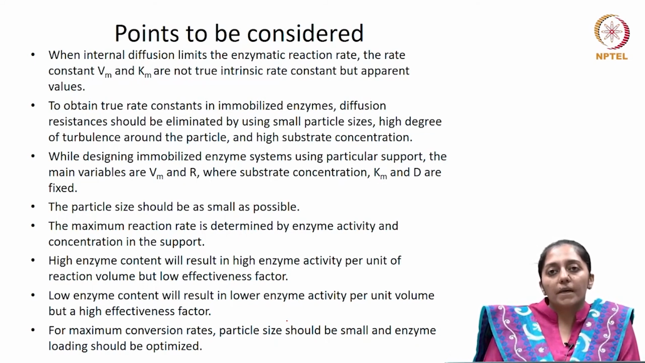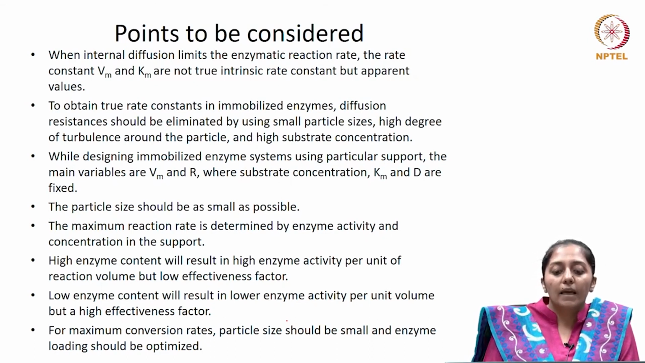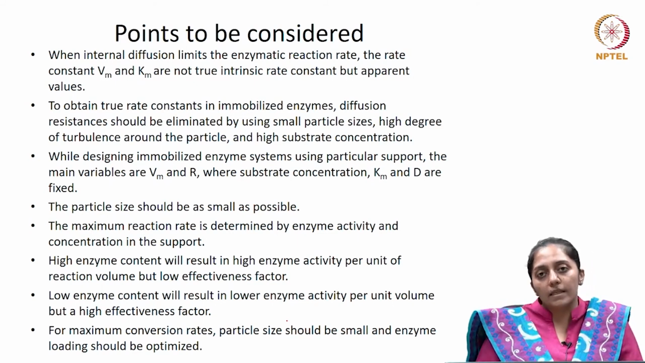Now, the points which we must keep in mind when we are designing immobilized systems for maximum efficiency: because internal diffusion will limit the enzymatic reaction rate, the constants, the Vm and the Km, in such immobilized systems, will not be the true intrinsic rate constants, but what we will measure through the experimental data would be the apparent values. Now, in order to obtain the true rate constants inside the immobilized systems, the diffusional limitations should be eliminated by doing what all things?